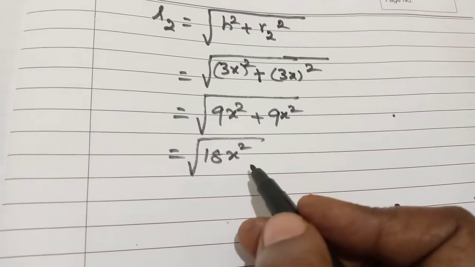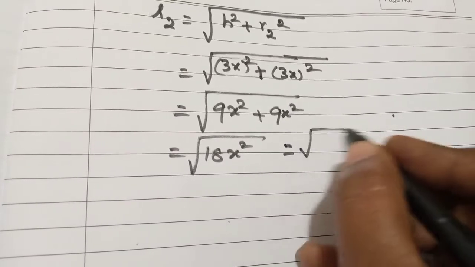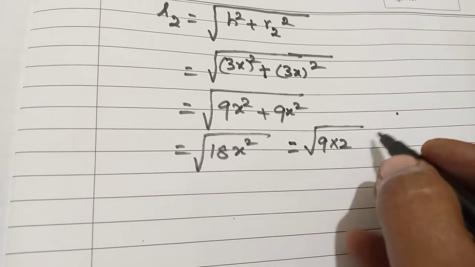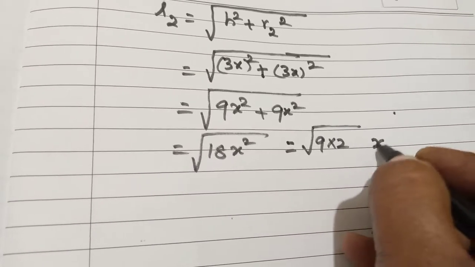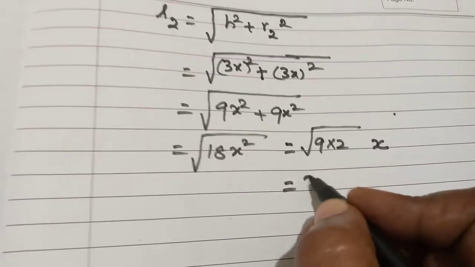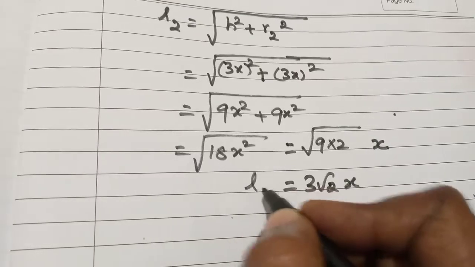Square root of x square is x. Let us split and write 18 as 9 into 2. So root of 9 we know is 3, and root of x square is x. So root of 9 is 3, so 3 root 2 into x. Okay, this is the L2 value.